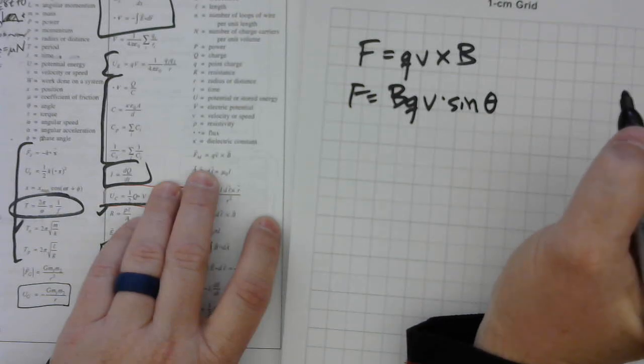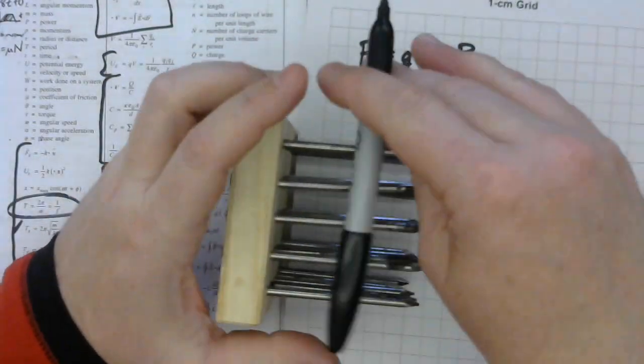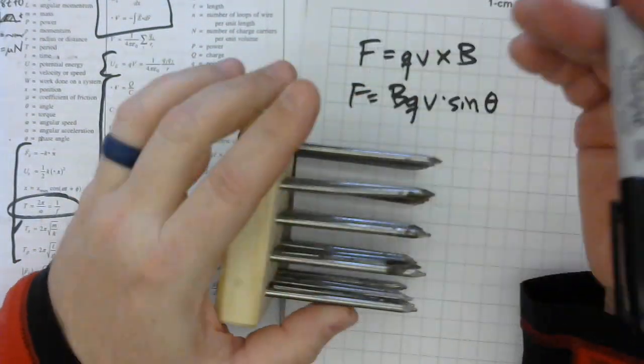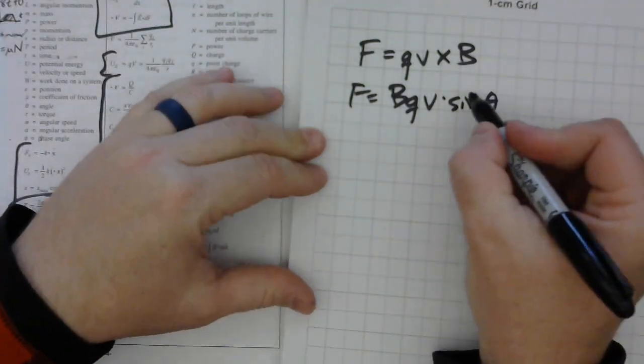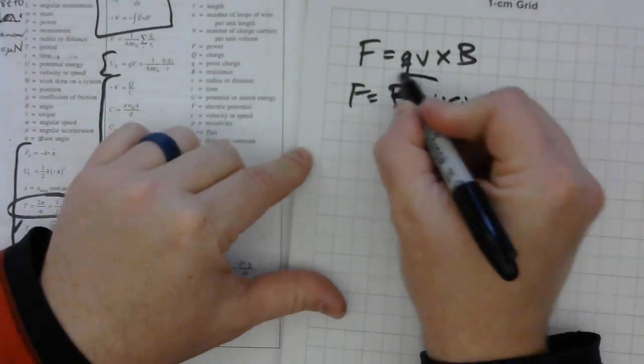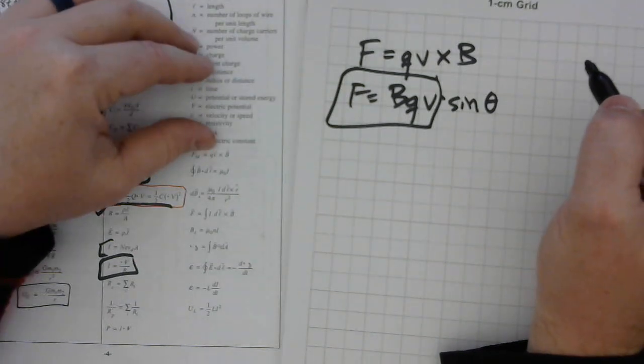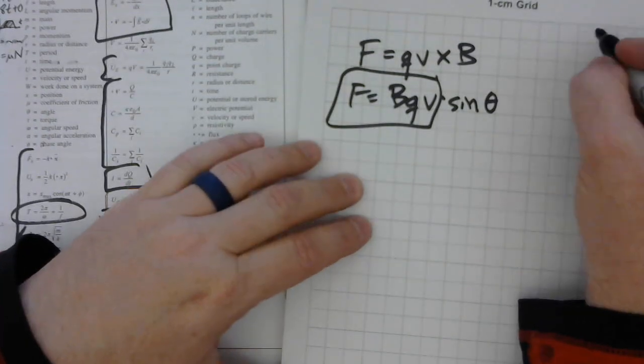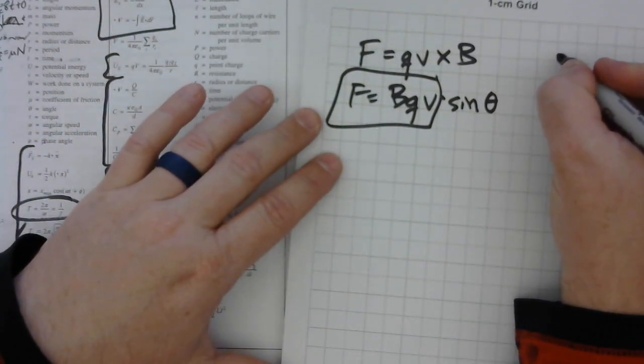But normally we just ignore the sine of theta because that interaction is going to be happening at 90 degrees. So we don't need to worry about it. But if you ever need to worry about it, that's where the sine is. So a lot of times people just go, yeah, I'll just use BqV, okay?